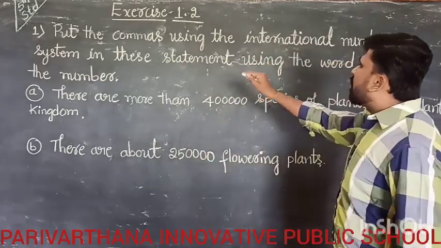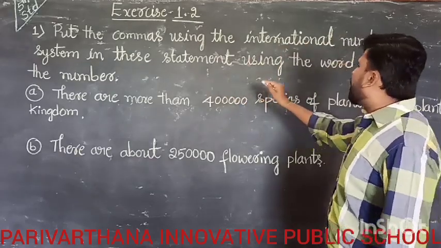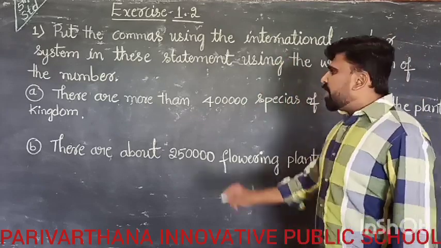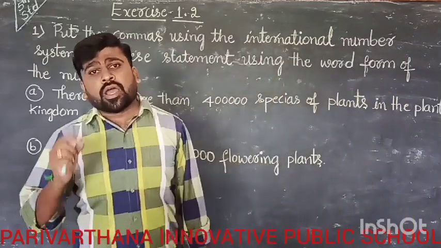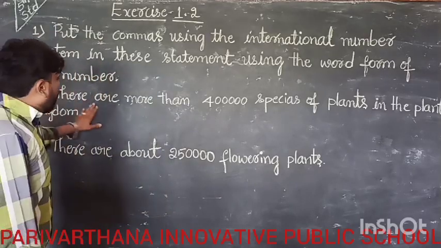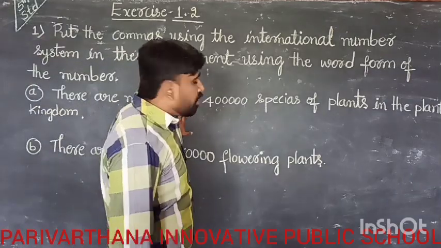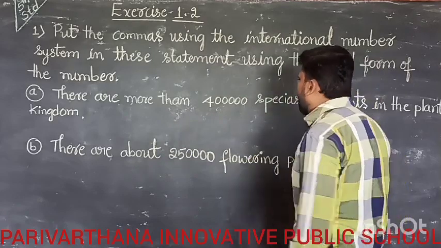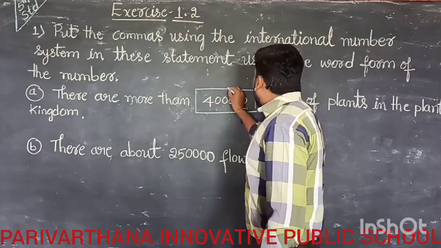Clear? Put the commas using the international number system in this statement, using the word form of the number. Clear? They have given one sentence. Regarding that sentence, you have to take the number and put the commas. Clear? First problem A. There are more than, see here, species. Now it is one number. It is given. Clear?